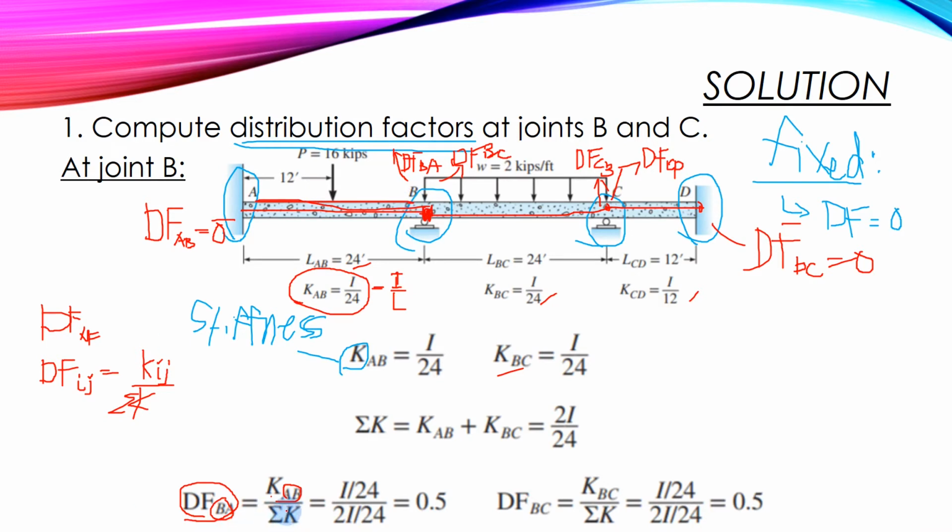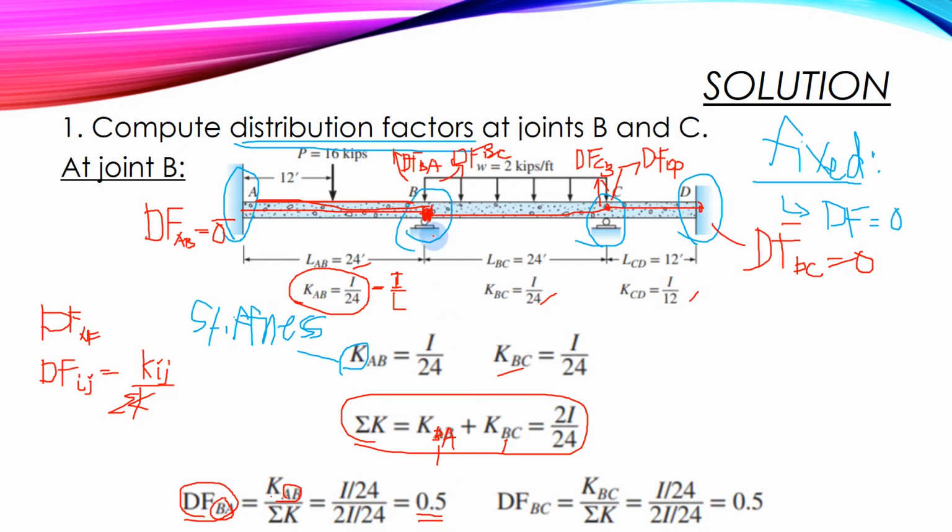Then the summation of K is this. What is the summation of K at the joint? So BA, plus BC, at joint B. Okay, so the answer is 2I over 24. Then what we get for this is 0.5.